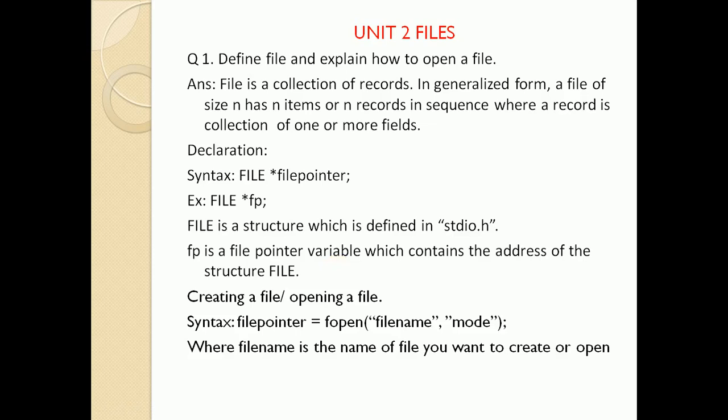A file can be created and opened with this syntax: file pointer is equal to fopen. In the brackets you take two parameters in double quotes, that is, first the file name and second the mode, where the file name is the name of the file which you want to create or open. Here the mode can be read mode, write mode or append mode.